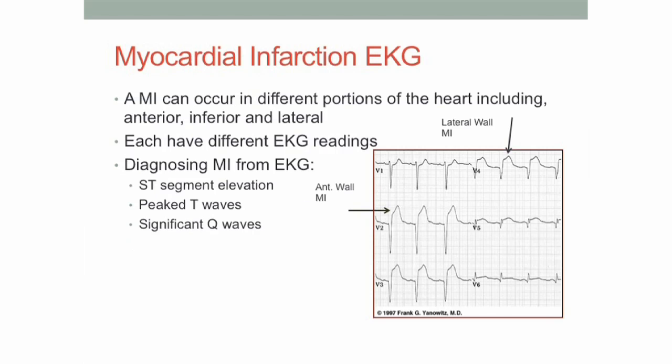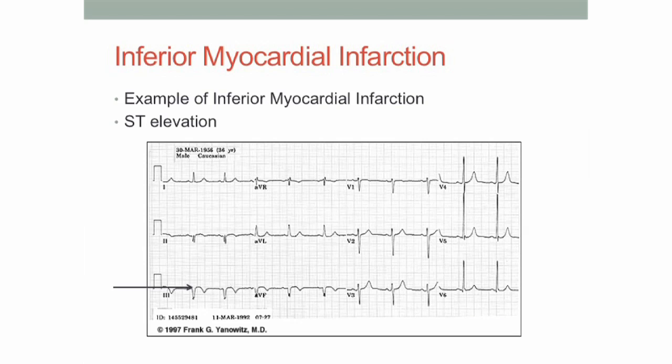Looking at the myocardial infarction EKG, you can see that this can occur in different portions of the heart, including the anterior, inferior, and lateral portions of the heart. Here's an image of the lateral wall myocardial infarction, which is showing an ST segment elevation, as well as an anterior wall myocardial infarction, which also shows an ST segment elevation. There's also several times you can see peaked T waves and significant Q waves, which would be higher than they usually are. This is an example of the inferior myocardial infarction, and this shows also ST elevation from the third lead of an EKG.